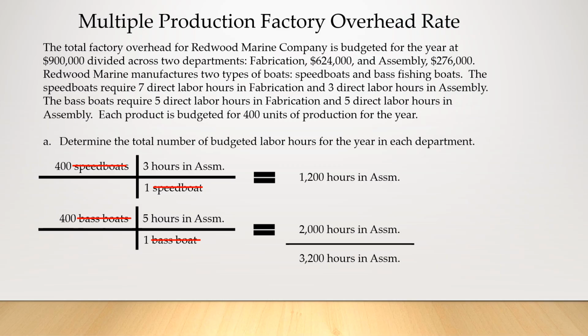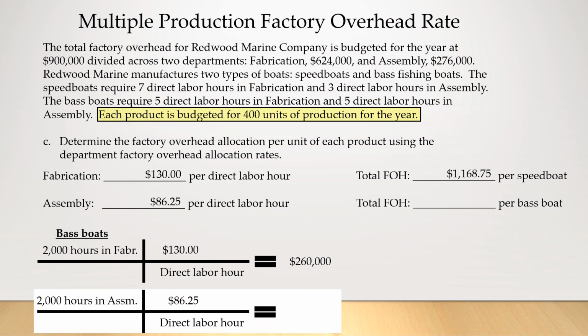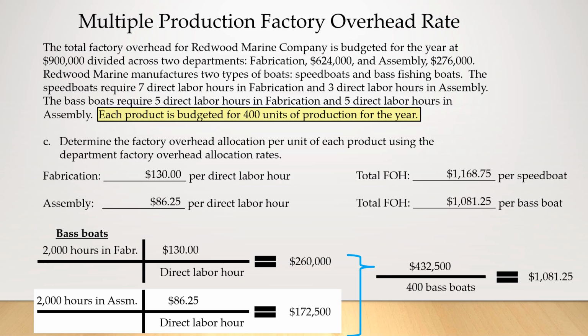In assembly, bass boats had another 2,000 hours. Total assembly overhead for bass boats, $172,500. The total overhead allocated to bass boats is therefore $432,500. Budgeted production for bass boats was also 400 units, so overhead per bass boat is $1,081.25.